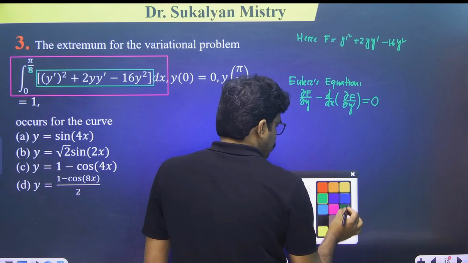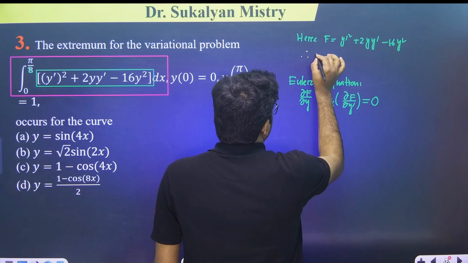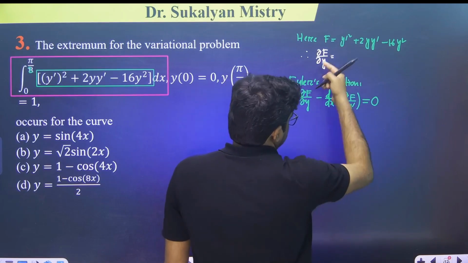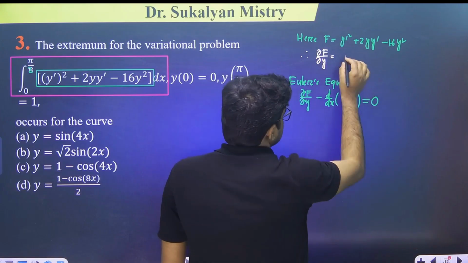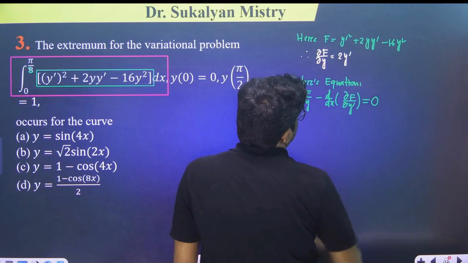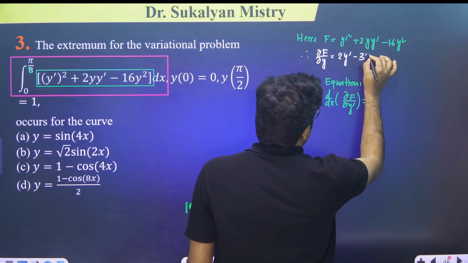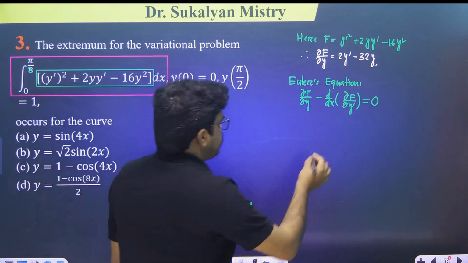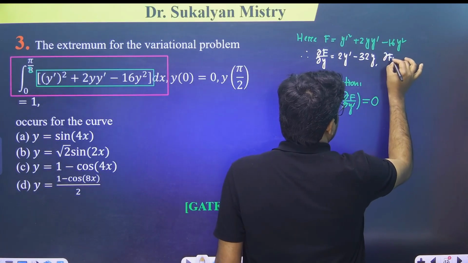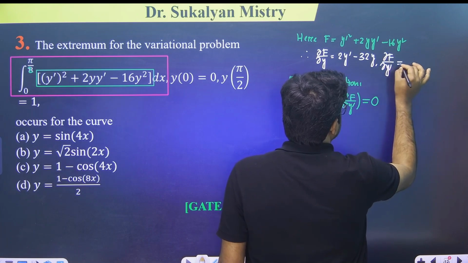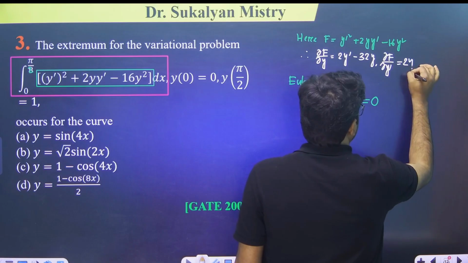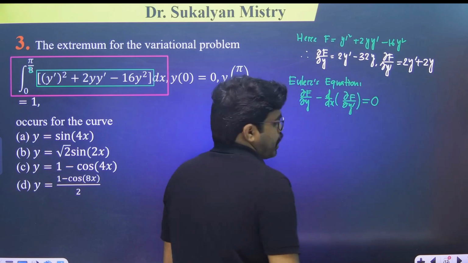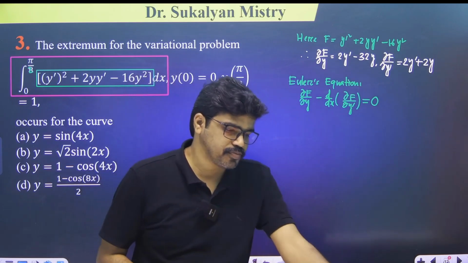Okay, so now therefore ∂f/∂y, that is differentiation partially with respect to y, so 2y' minus 32y. So this is ∂f/∂y, and ∂f/∂y', this will be 2y' plus 2y.